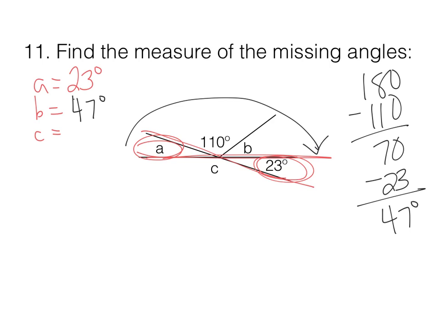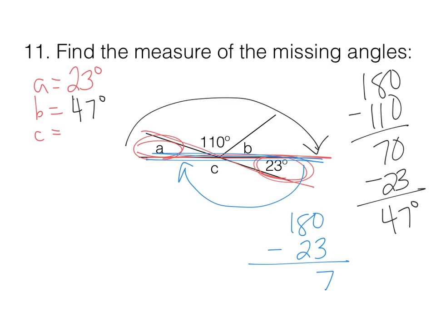All right, and then for C, I see that this all together forms a straight line. I take 180 and subtract 23 degrees, and I end up with 157 degrees for C. And I can check that by adding 110 and B. That gives me 157, so I know C is 157.